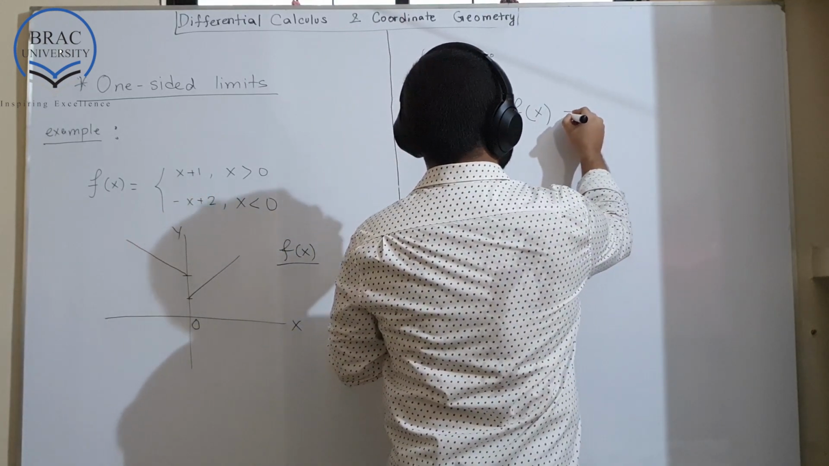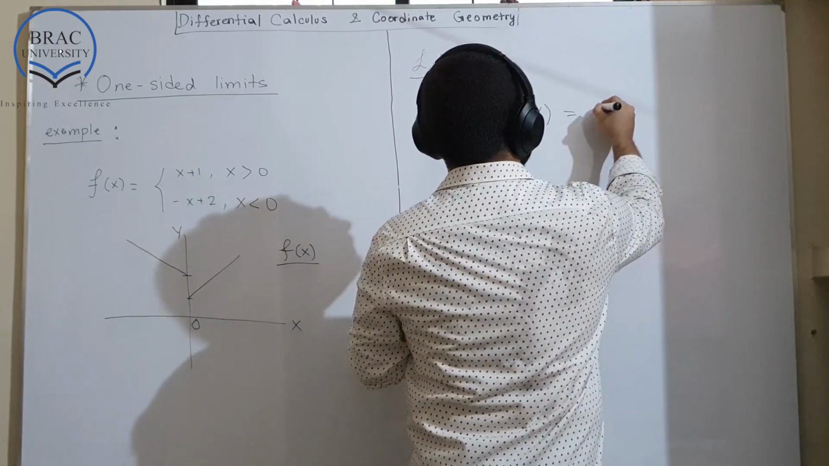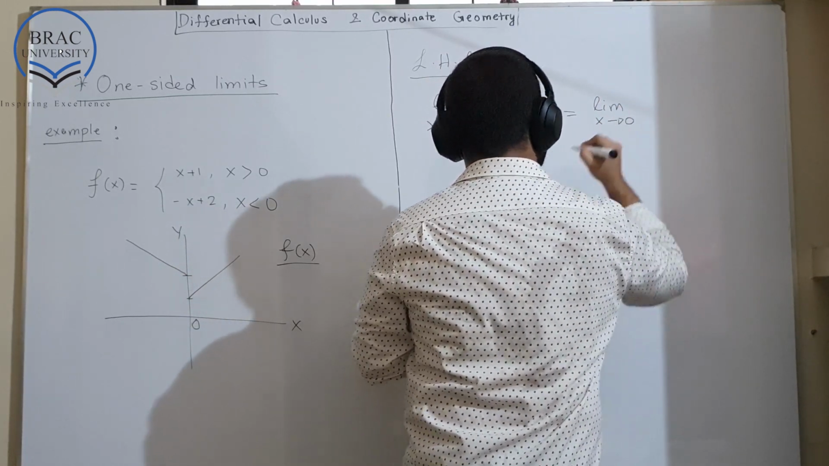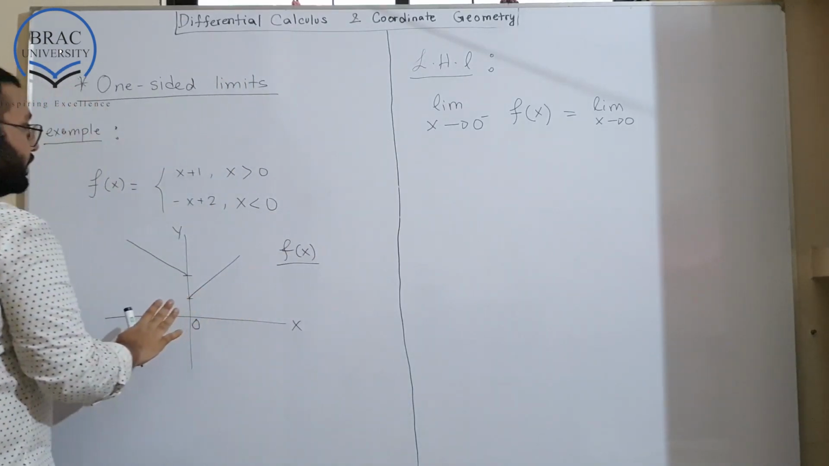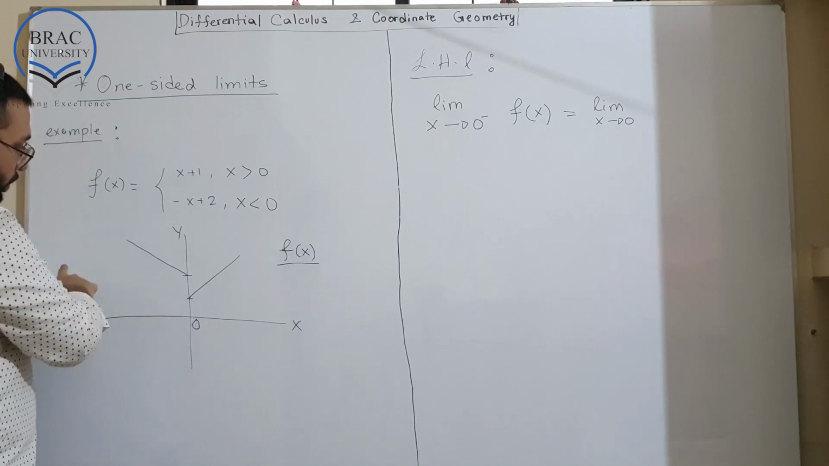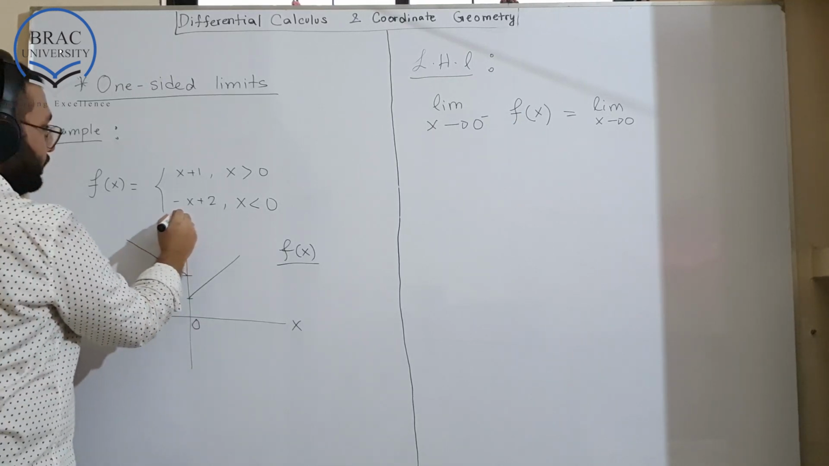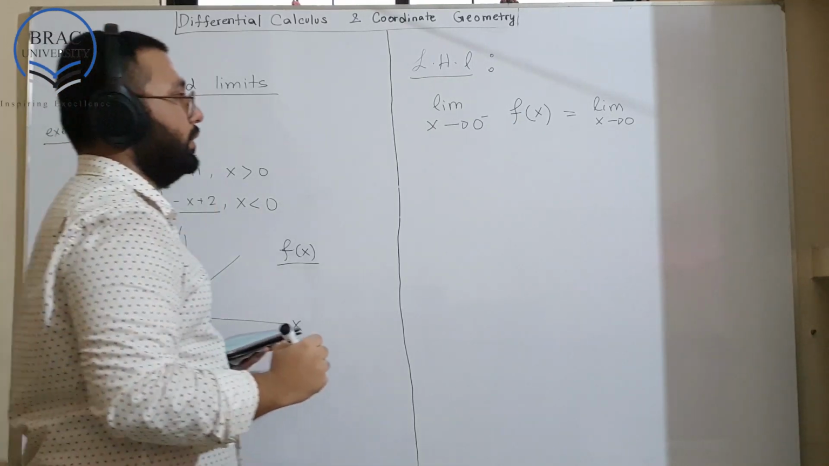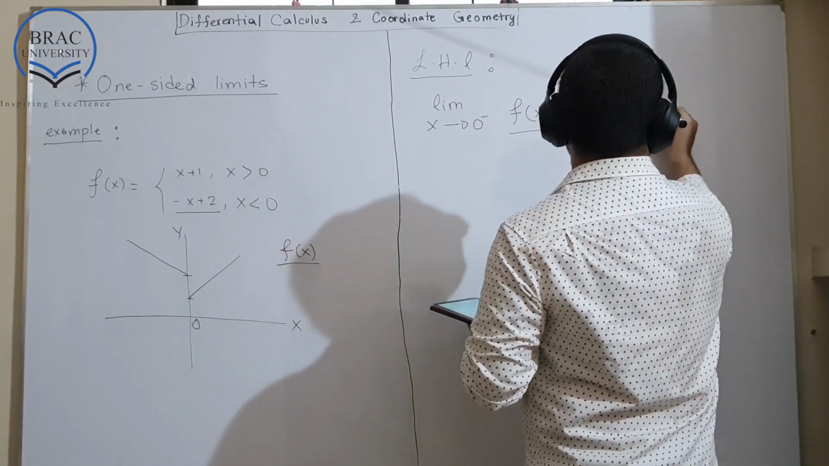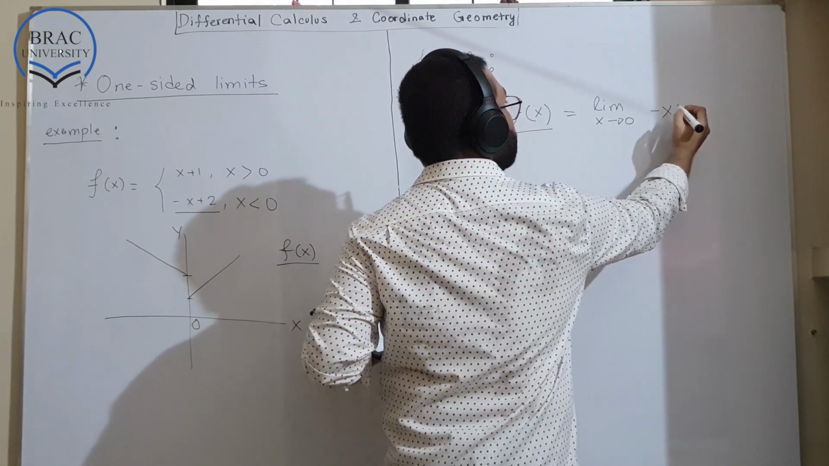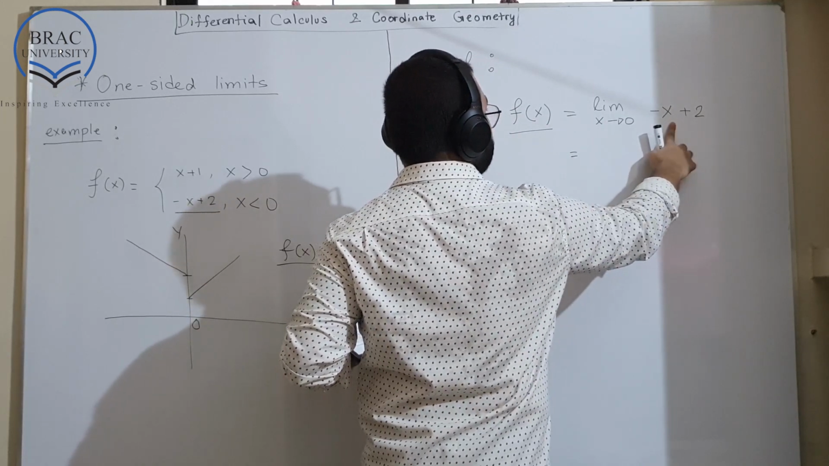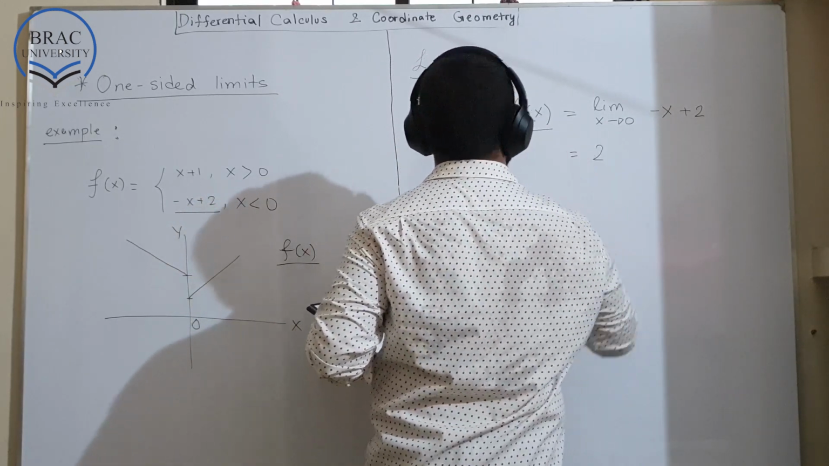This is equivalent to limit, x goes to 0. What is the value of our function when I'm approaching from the left side? When I'm approaching 0 from the left side, we get this, which is minus x plus 2. So our function is minus x plus 2. If we put 0 here, it's just 2.